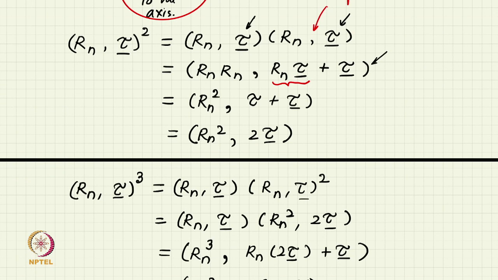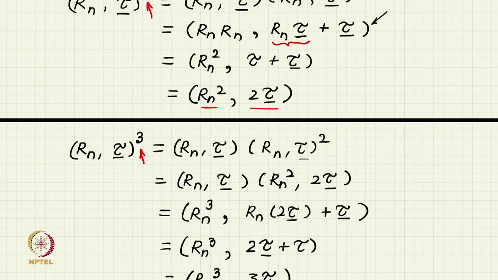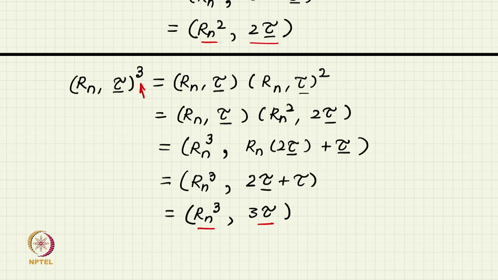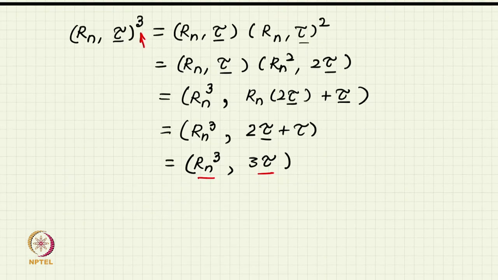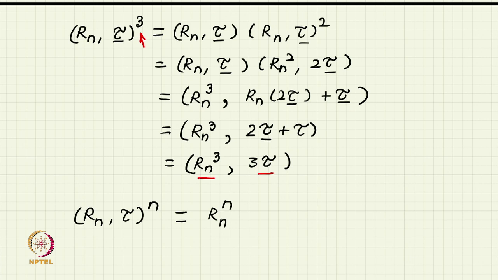So, you have got the pattern now. When I squared it, I get Rn square 2 tau. When I cubed it, I got Rn cube 3 tau. So, now you can write the general expression, Rn tau to the power n. What will happen if I take an n-fold rotation, combine it with translation, and this combination I apply n times. So, this is what I want to find out. So, this will become Rn to the power n, n tau.